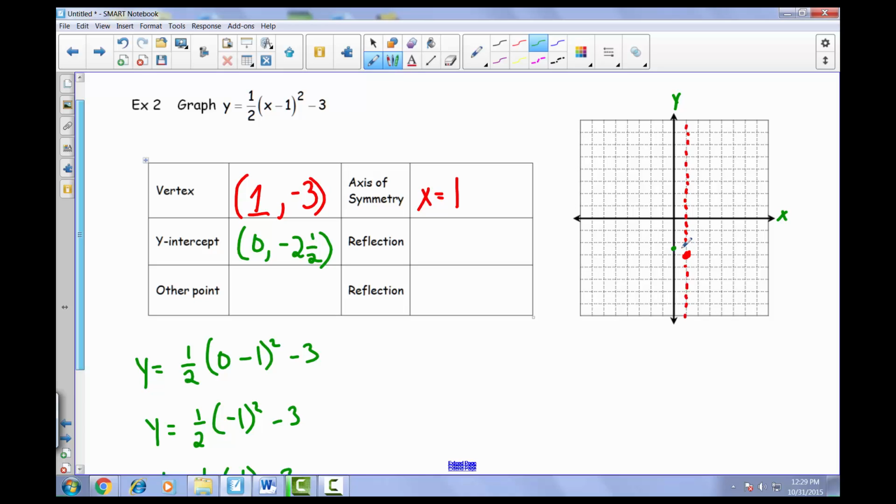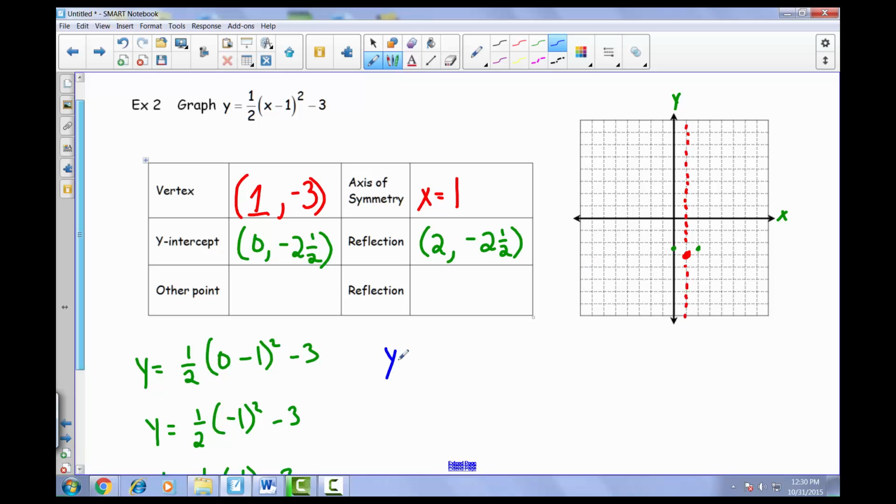Now, for our reflection, we notice that we are 1 unit to the left of our mirror. We'd have to just go 1 unit to the right of our mirror and get that reflection point. So that would happen at 2, -2.5. Now we just have to choose some other point. It's kind of up to us. You could choose like -1, you could choose +3. I like to kind of keep things positive, so I'm going to go ahead and use +3.